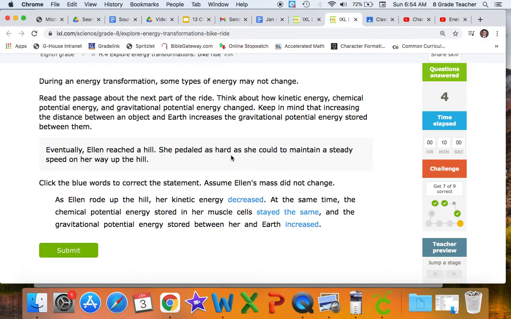Well, she pedaled as hard as she could to maintain a speed on her way up the hill. So she is maintaining speed, so we're going to say her kinetic energy stayed the same. At the same time, the chemical potential energy stored in her muscle cells has got to decrease because she's pedaling ridiculously hard. The gravitational potential energy stored between her and the Earth increased. Let's see if we got that right.